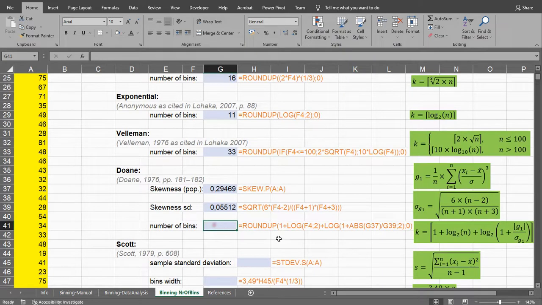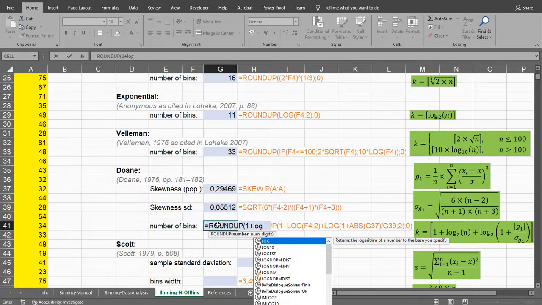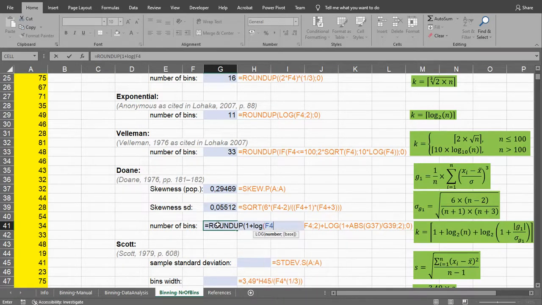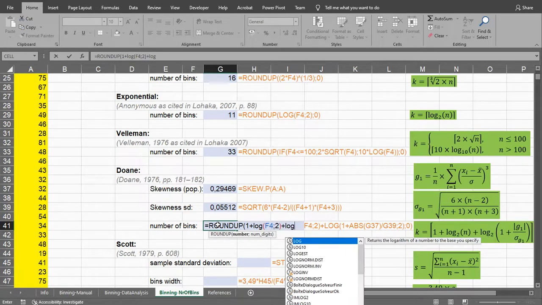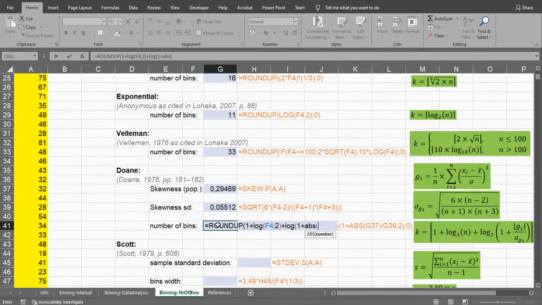Then finally, Dwayne says that the number of bins is 1 plus the log base 2 of n plus the log of 1 plus that skewness divided by the standard deviation of that skewness. And these straight lines, pipes I think they're called, indicate the absolute value, so ignore a negative sign if it's there. So we can do equals ROUNDUP, and then we say 1 plus LOG, then F4 with base 2, plus LOG and then 1 plus the absolute value of my skewness divided by that standard deviation of the skewness, and that's going to be a base 2. Then we need to select the number of digits, so that's going to be 0, and close the ROUNDUP, and we get 15 as a result by Dwayne.